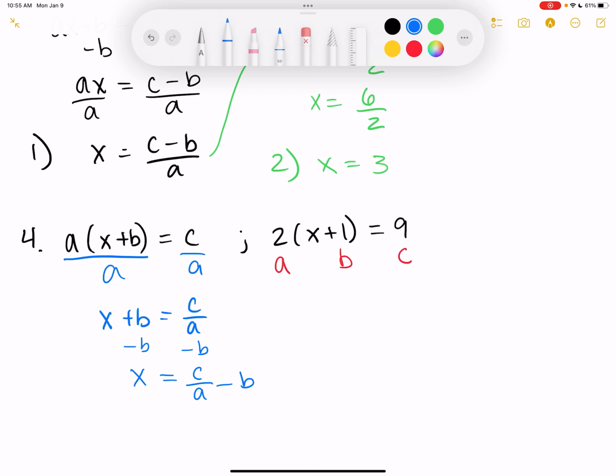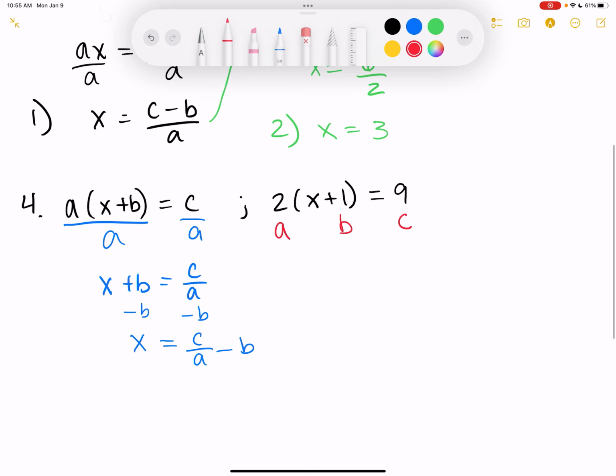So now I can take these numbers and plug them in. So x is equal to, C was 9, divided by A was 2, minus B was 1. And then we just need to get a common denominator. So what would the common denominator be for this?